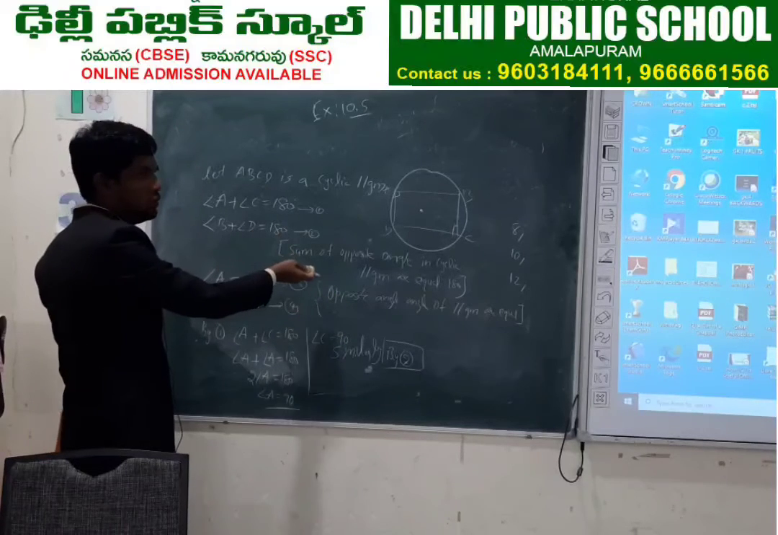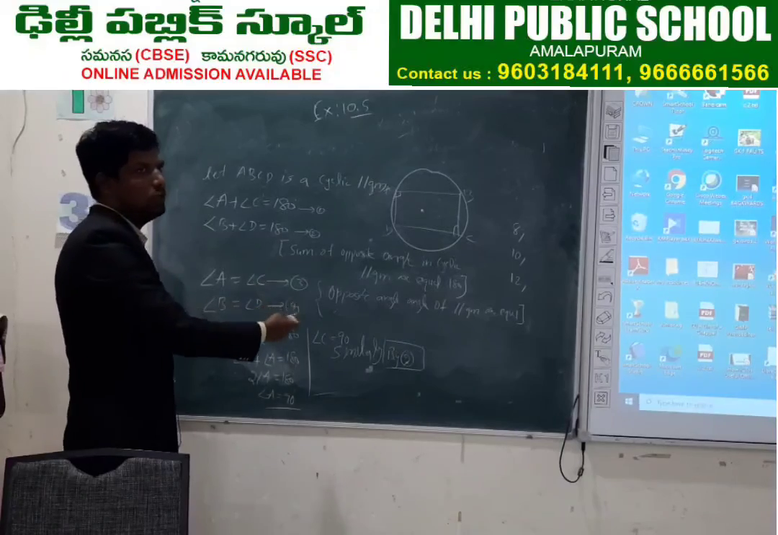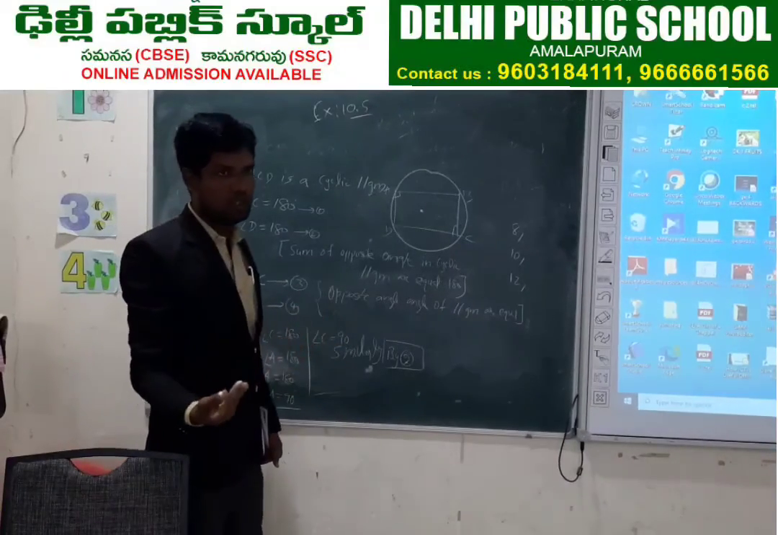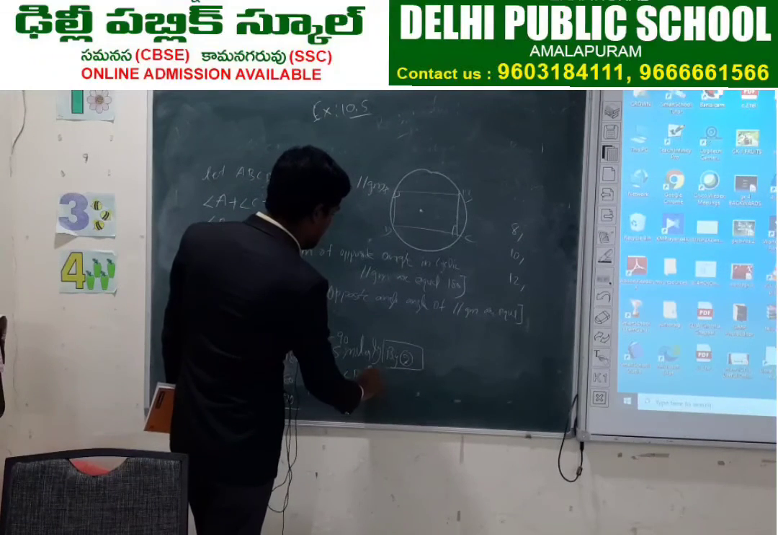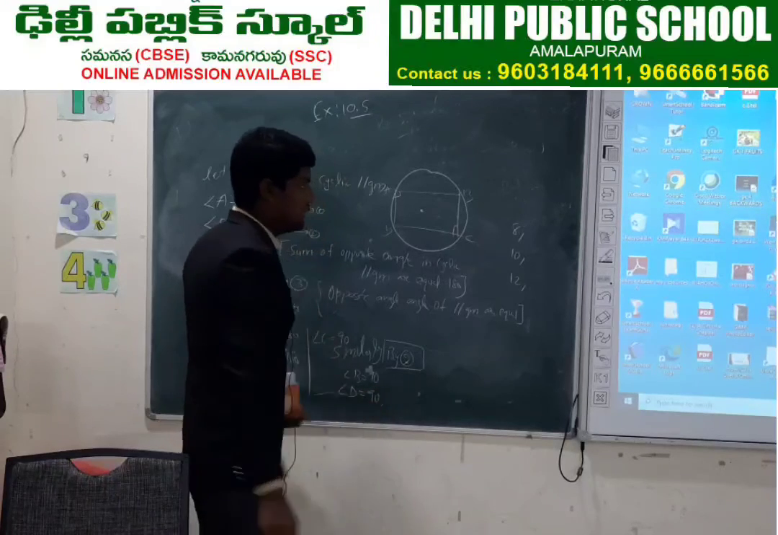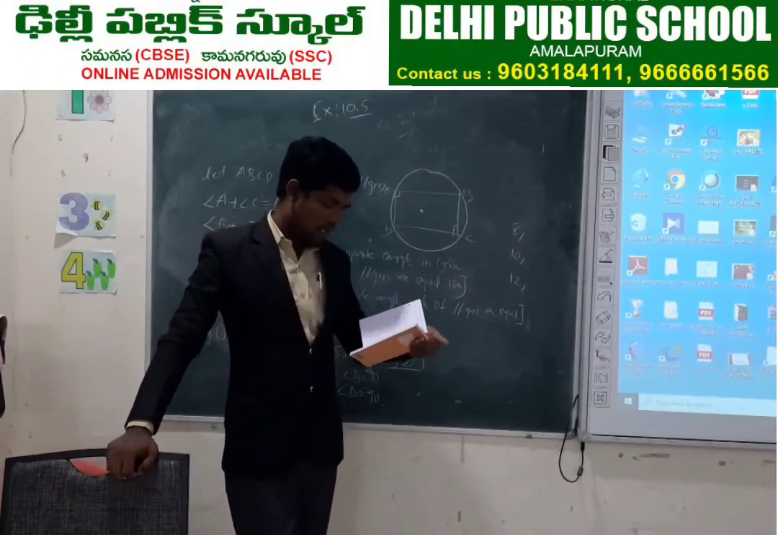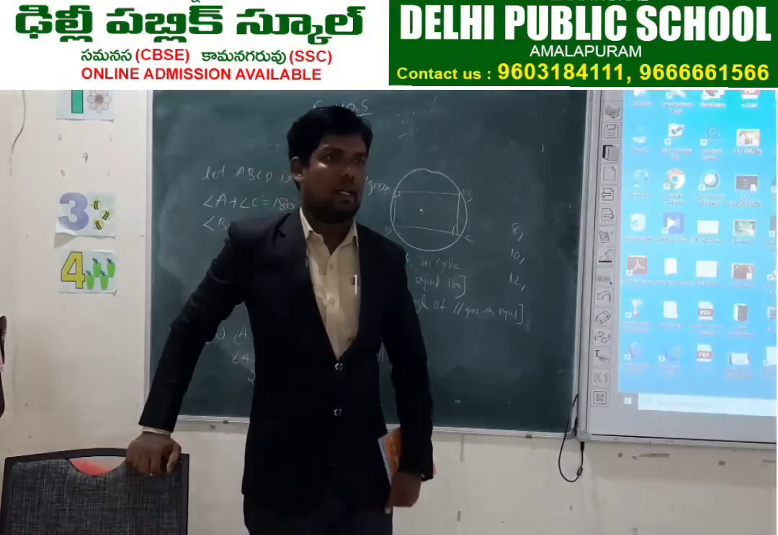B plus D is equal to 180. Here B is equal to D. Okay. So 2B is equal to 180, B is equal to 90. Clear? So therefore, angle B is also 90 degrees and angle D also 90 degrees. So you can write the reason: all angles of the parallelogram are 90. So then it is a rectangle. Right.